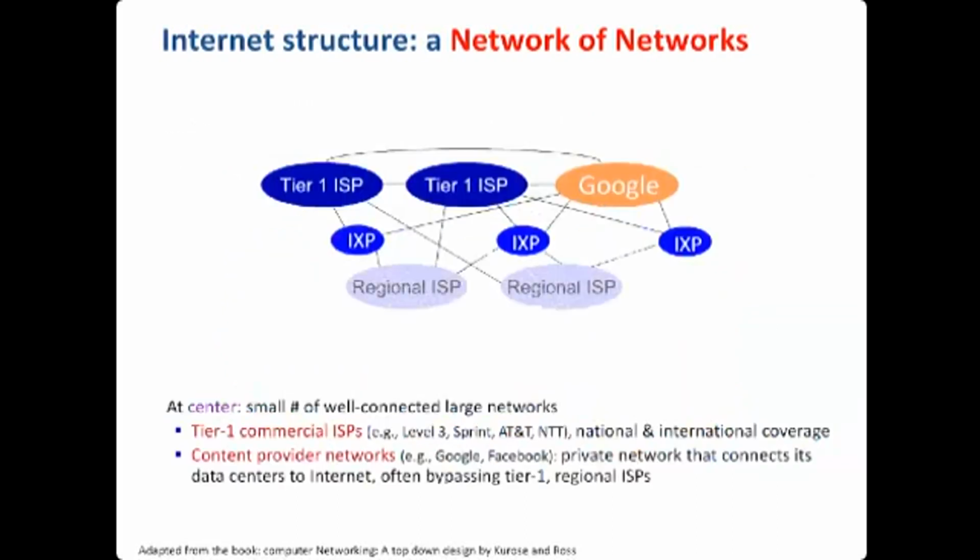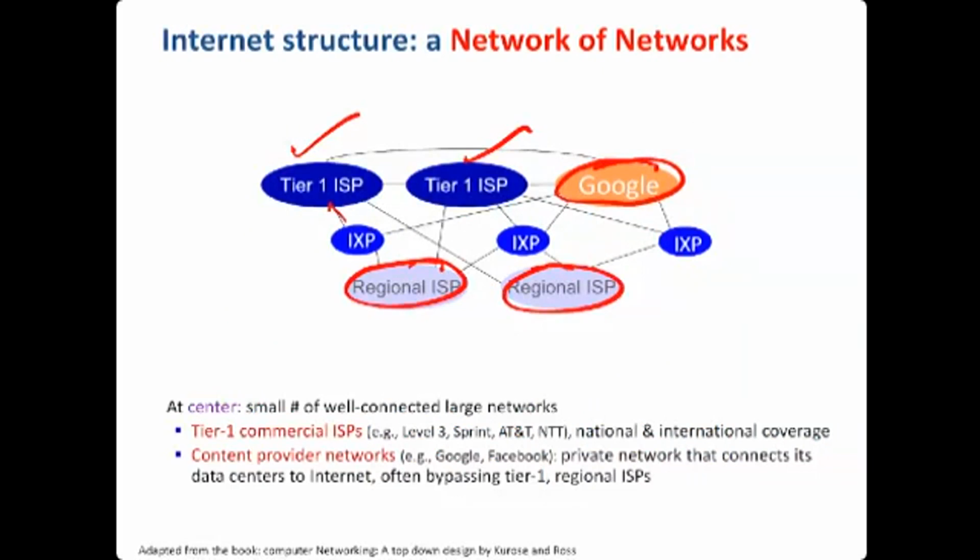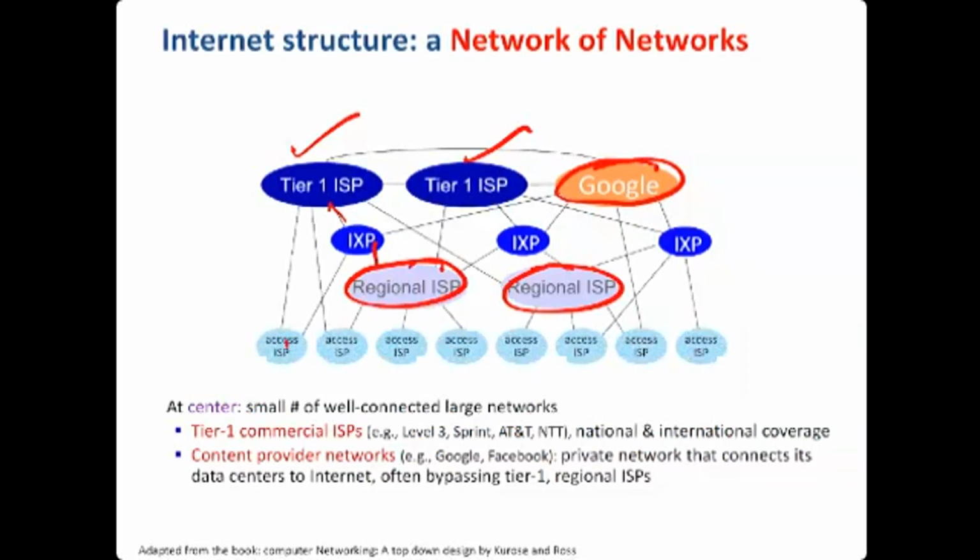So now the structure is something like this. We have one level of tier 1 ISPs or global ISPs, then content service providers like Google, and then regional ISPs, and these are all connected through internet exchange points. And then there are access ISPs and so on. These access ISPs are connected to regional ISPs or to an IXP or a tier 1 ISP or global ISP.